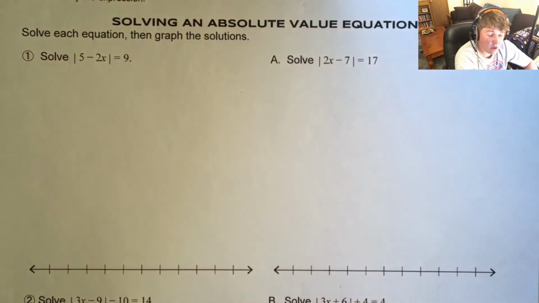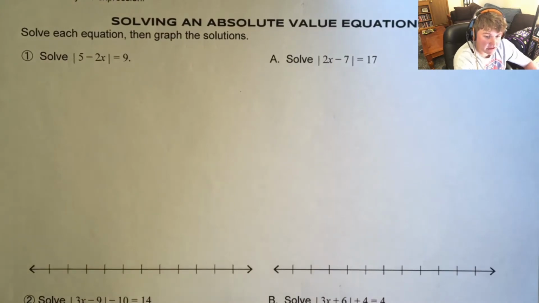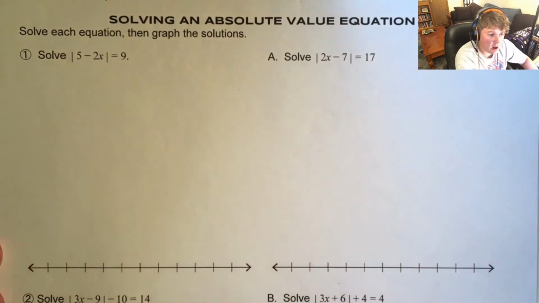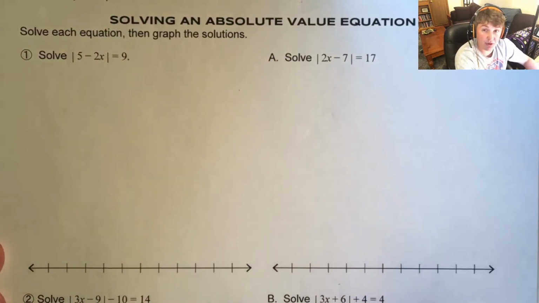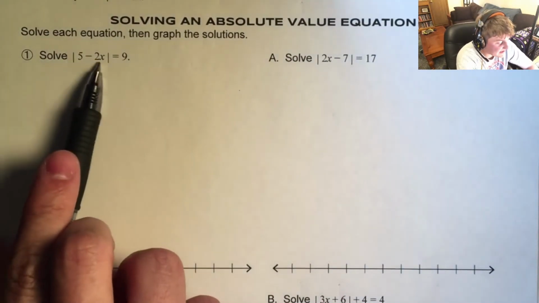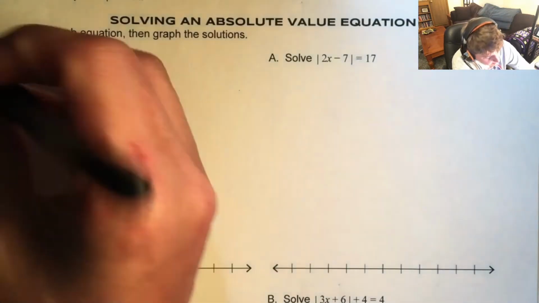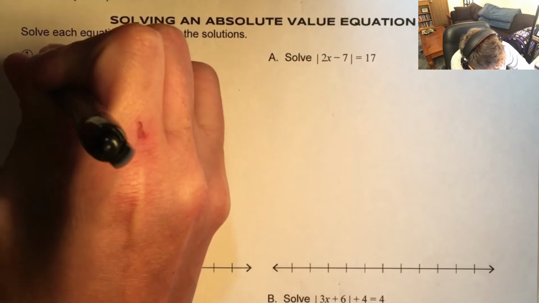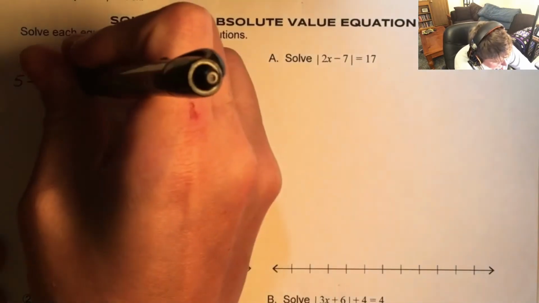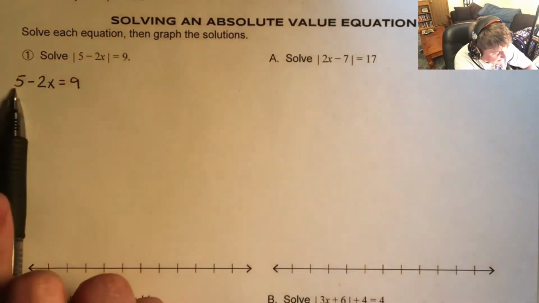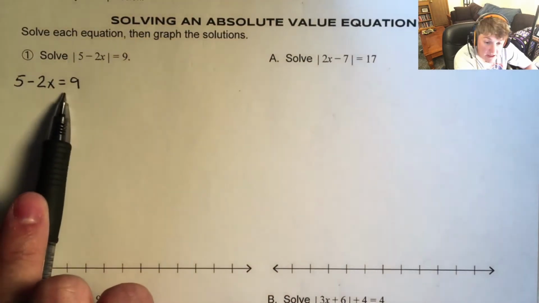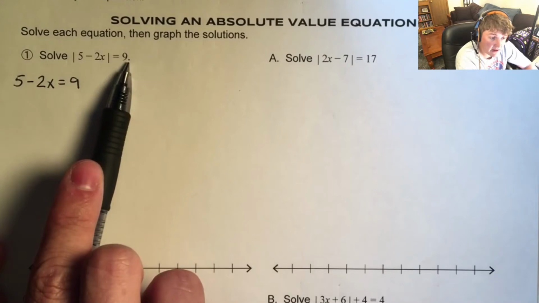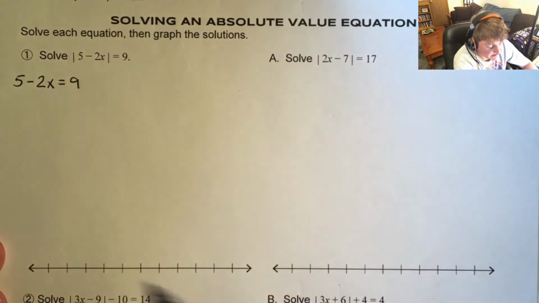So we have to account for both parts of this. How are we going to do this? Essentially, we're just going to write two equations, and then we're going to solve them. Let's start with the most basic one. If the inside part, 5 minus 2x, is equal to 9, then when I take the absolute value of it, it's going to be 9. Let's go ahead and try this out.